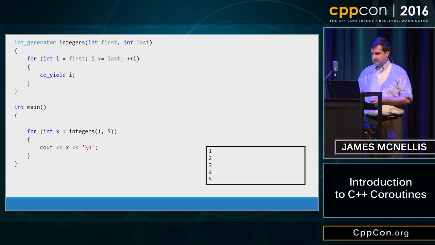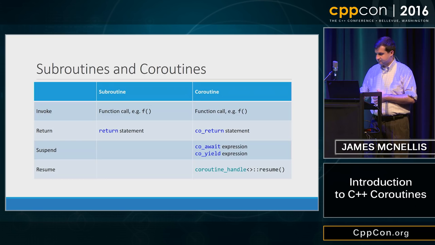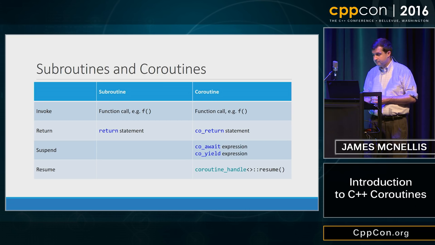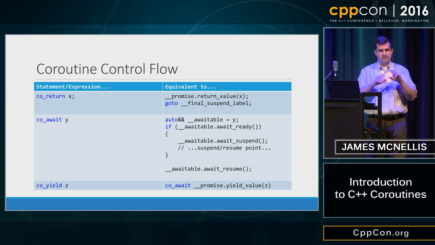To summarize, we can just look at this table again. We've looked at the co-return statement, the co-await and co-yield expressions. We've looked at how we resume coroutines using the coroutine handle. We've looked at the coroutine control flow and how the compiler basically just transforms these co-statements and expressions into something slightly different, and the boilerplate that we generate.